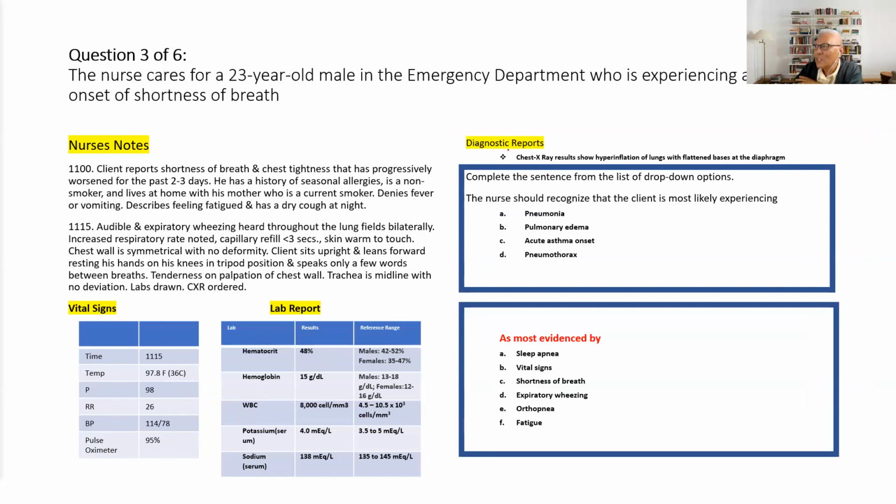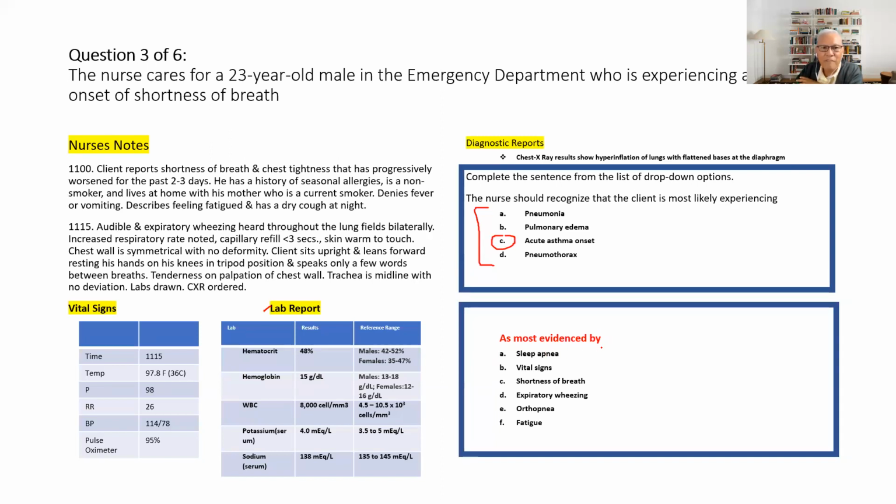And it says, the diagnostic reports now are here. Chest X-ray results: hyperinflation of the lungs. The lab report shows these. So the nurse should recognize that the client is most likely experiencing A, pneumonia, pulmonary edema, acute asthma, or pneumothorax. Right over here, this question, what is the correct answer? Asthma. Okay, very good. What is the evidence?